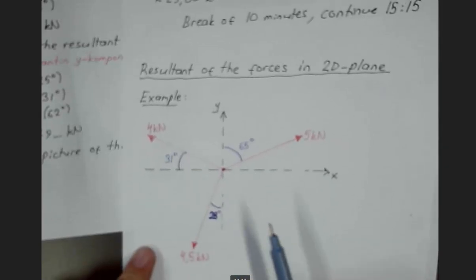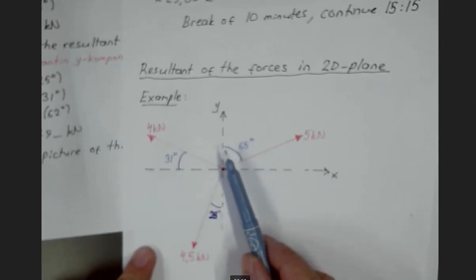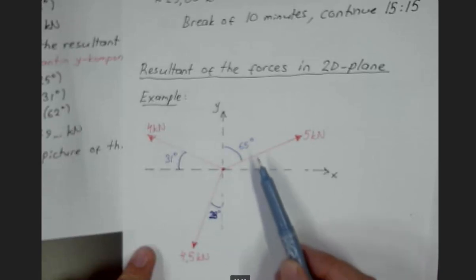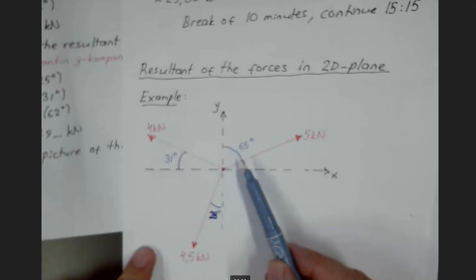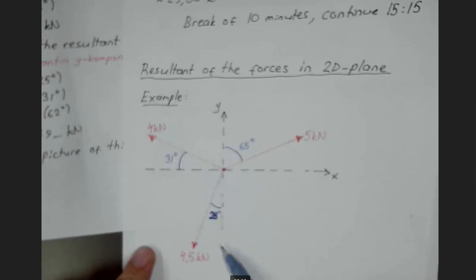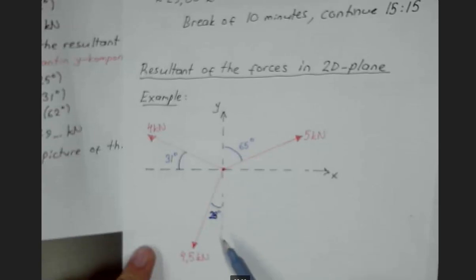And the last direction angle will be that angle which starts from positive x-axis and ends at the 4.5 kilonewton force vector. And we know that this is 28 degrees, and we know that the quadrants are 90 degrees. So this is 90, this is 180, and the last one, this negative x-axis, is 270 degrees. And if we take away 28 degrees, then we will get the direction angle of this 4.5 kilonewton force.